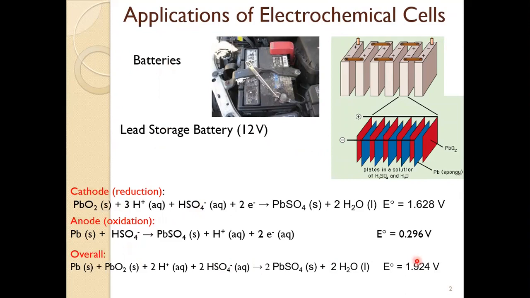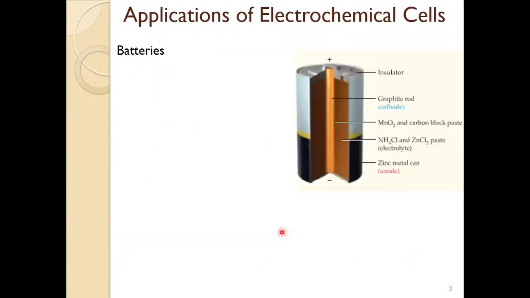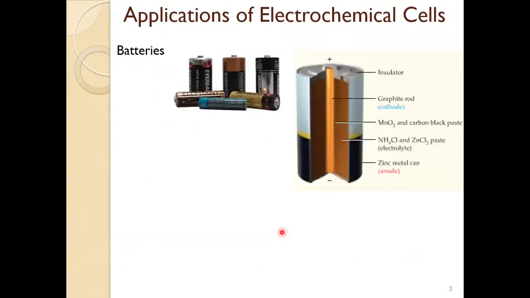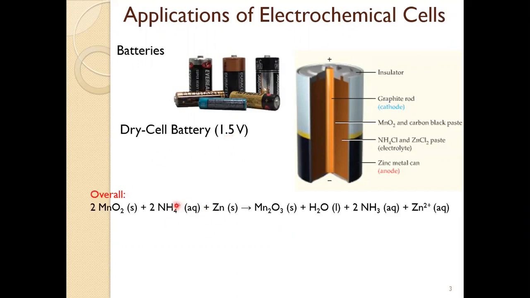to give us a standard cell potential of just under 2 volts. With our portable devices, often run by AA, AAA, or single A batteries, these are known as dry cell batteries. They all give us the same potential of 1.5 volts, and they all consist of this overall reaction, where the zinc is being oxidized and the manganese is being reduced.